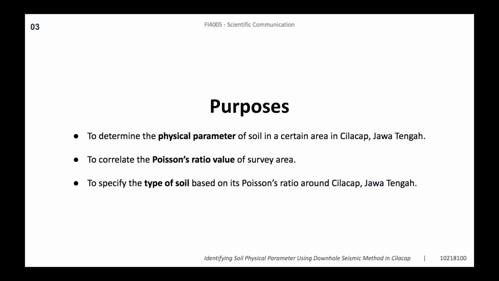Next, I will continue to tell the purposes of this research. There are 3 purposes, and what are those? The first one is to determine the physical parameter of soil in a certain area in Cilacap, Jawa Tengah. Next, we want to correlate the Poisson's ratio value of the survey area. And the last one is to specify the type of soil based on the Poisson's ratio that we have obtained earlier around Cilacap, Jawa Tengah.